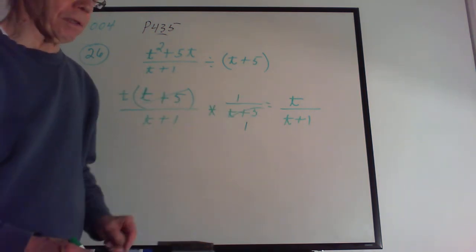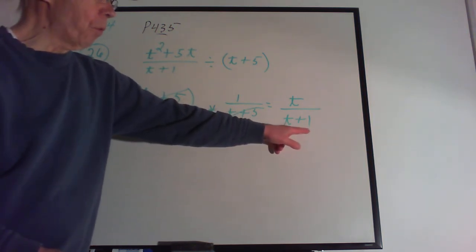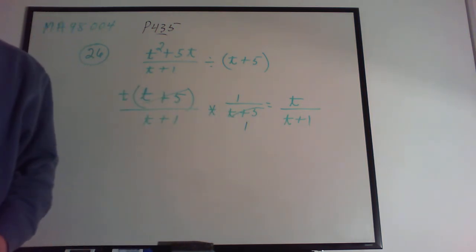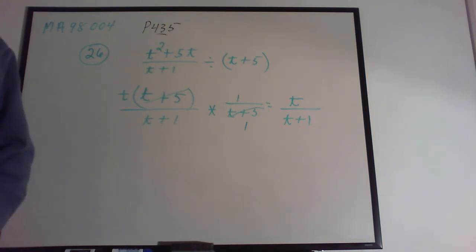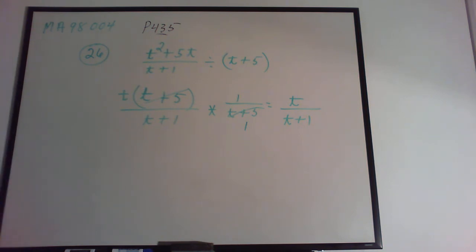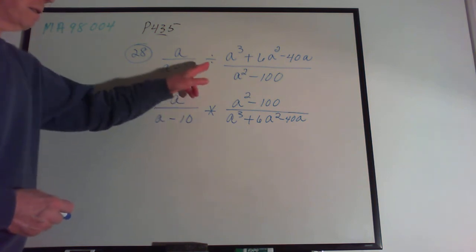You cannot cancel the t's because of the order of operations; you have to add the 1 before you could cancel anything. Okay, try problem number 28. So here's problem 28, division problem.